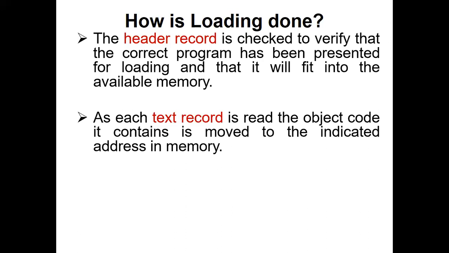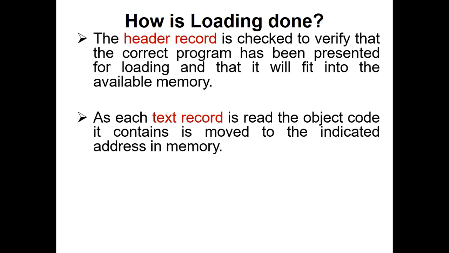Now, after checking the header record, the text records are read one after the other. As you go through the text records, you go on entering both the data and the instructions. You remember text records contain the data and the instructions. So from the beginning of the program, you go on putting the instructions and the data into the correct memory locations, okay? That is what I mean when I say that as each text record is read, the object code it contains is moved to the indicated address in memory.